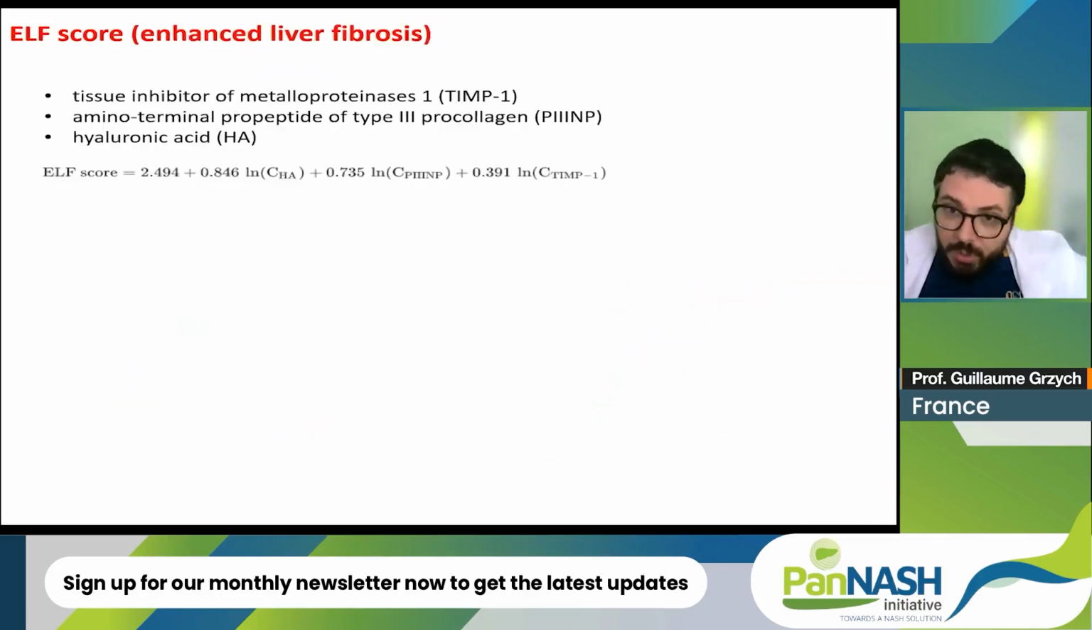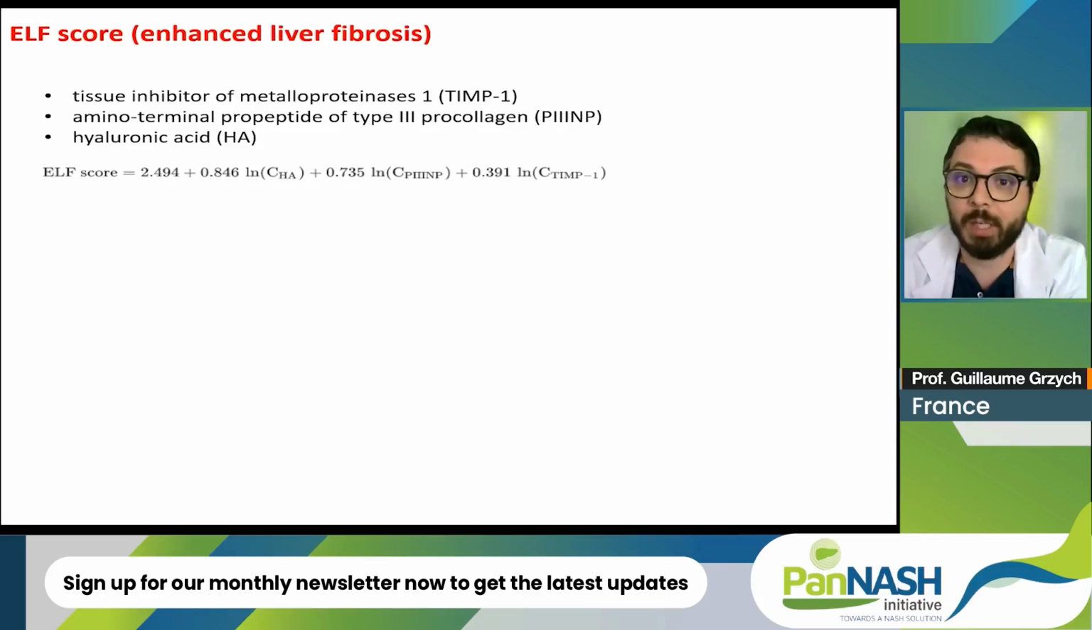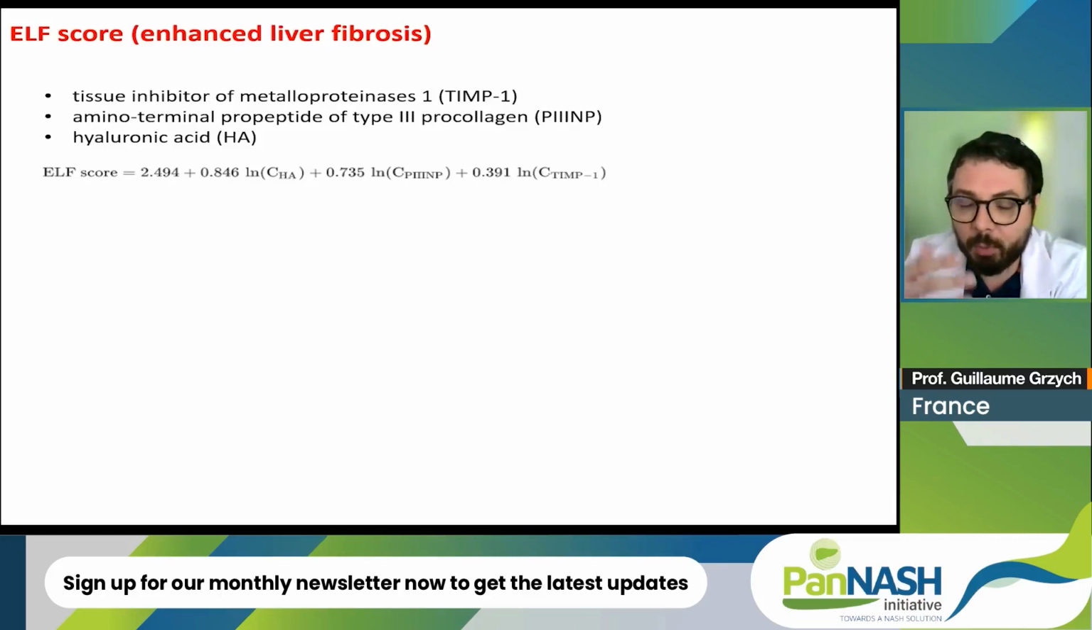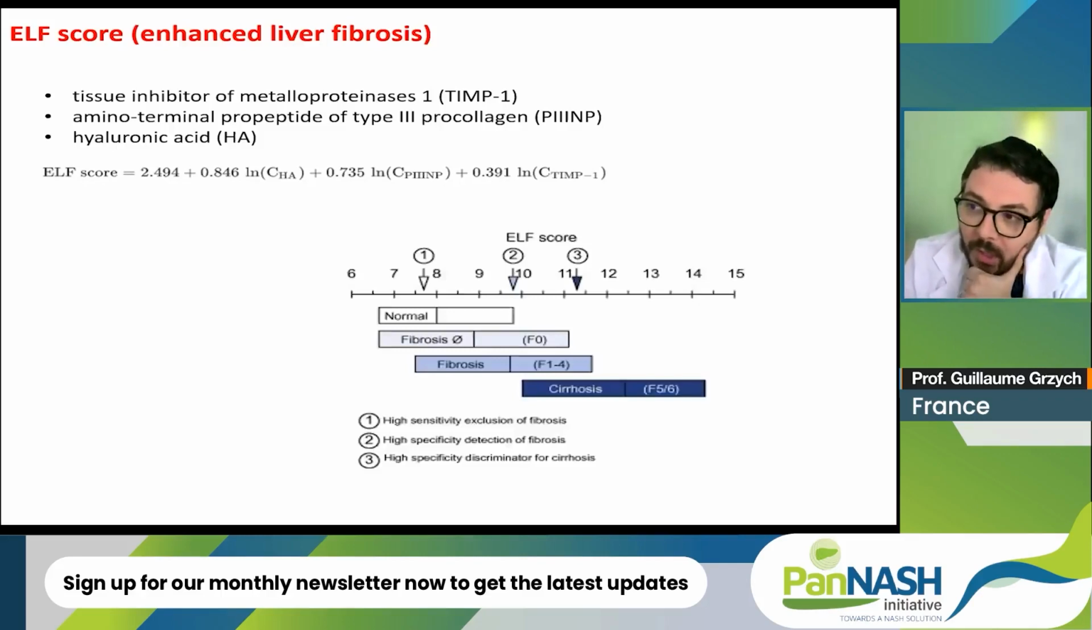There is also another score in the literature called the ELF score, the Enhanced Liver Fibrosis score. It uses a combination of biomarkers of the fibrosis process with collagen, for example hyaluronic acid. You have the tissue inhibitor of metalloproteinase 1, and the amino-terminal propeptide of type 3 procollagen, which are related to processes of collagen and fibrosis synthesis. The more elevated the ELF score, the greater the risk that the patient has a high level of fibrosis or cirrhosis.